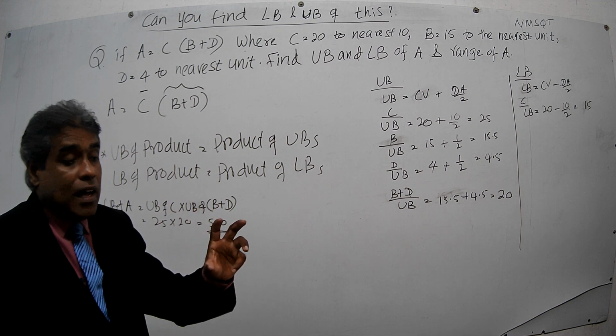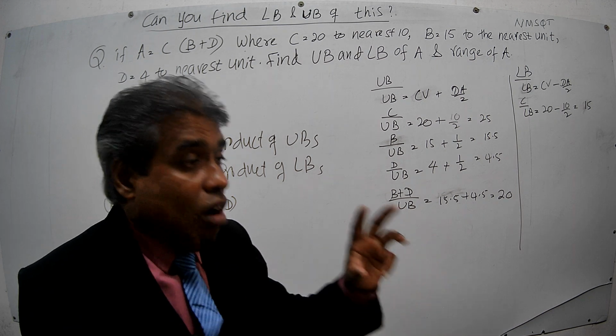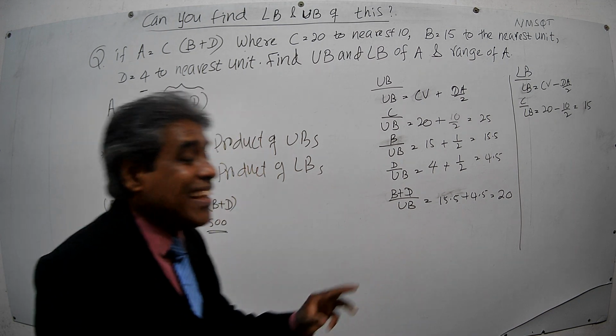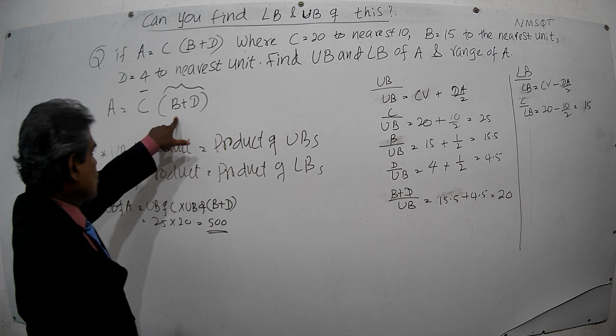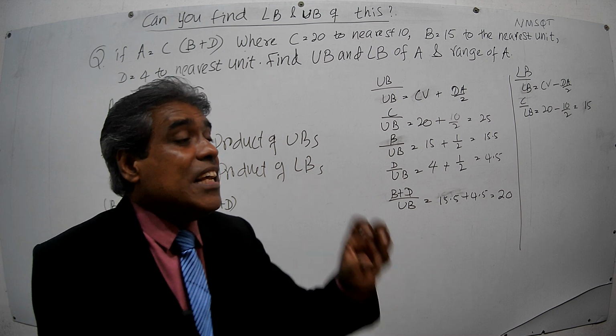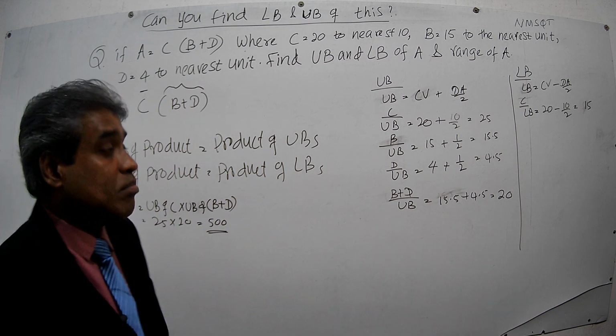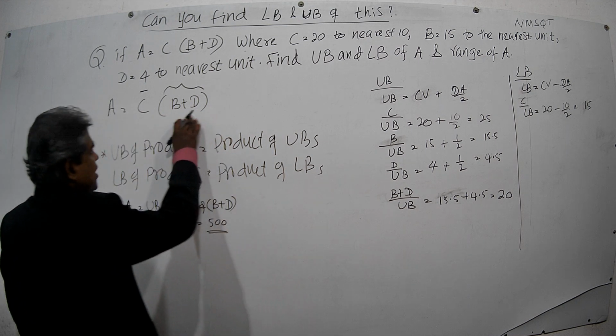To find the lower bound of the sum of two corrected values is equal to the sum of the lower bounds of the two corrected values. Then the lower bound of the sum of two numbers is equal to the sum of the lower bounds of the two numbers. Right. Then go to the B plus D. We get this one, B plus D.